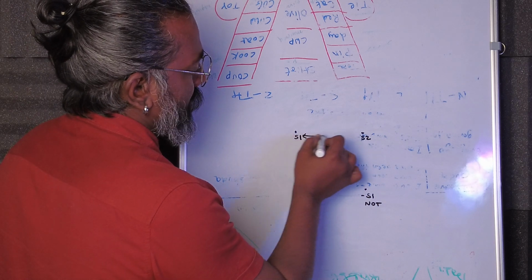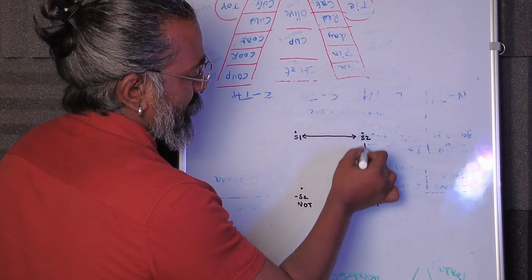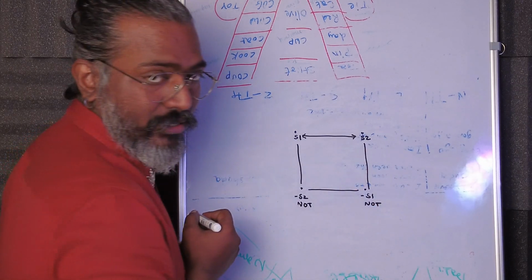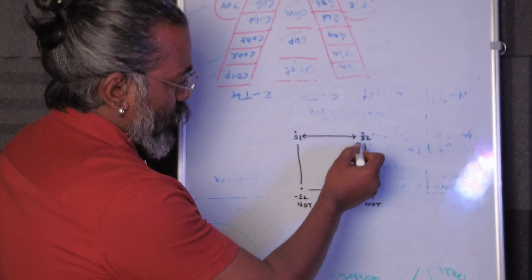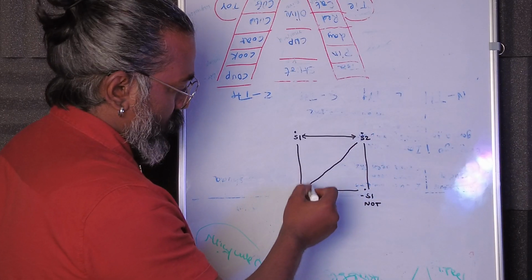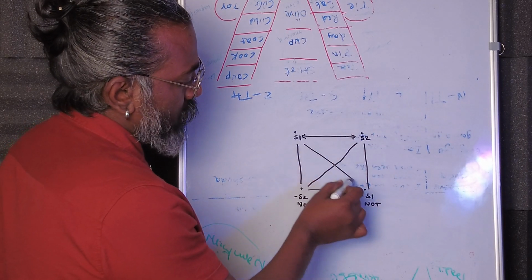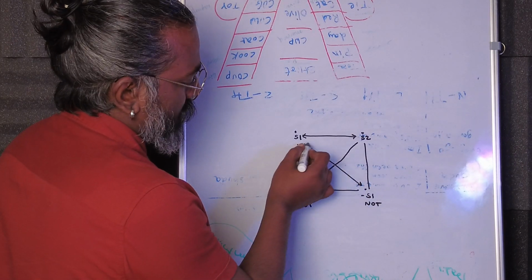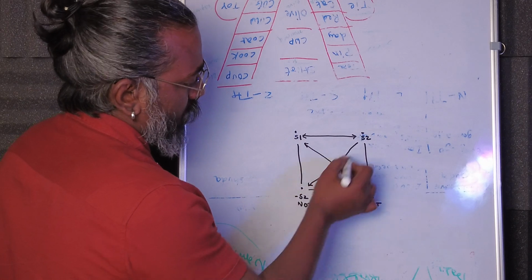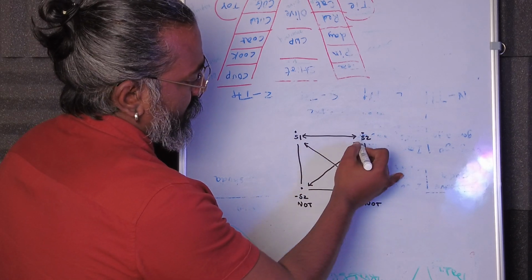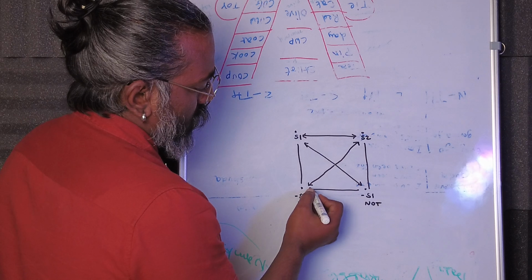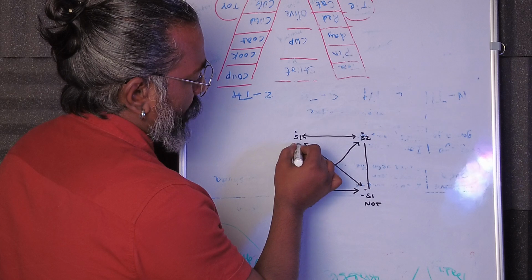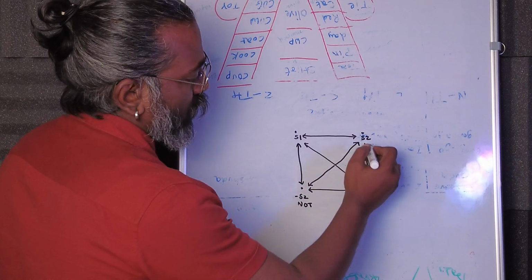If I say this is one line, another line, third line, and fourth line. S2 to minus S2 is a diagonal. S1 to minus S1 is the opposite diagonal. These are contradictory, and these are contrary, and these are complementary. We will look at that in a while.